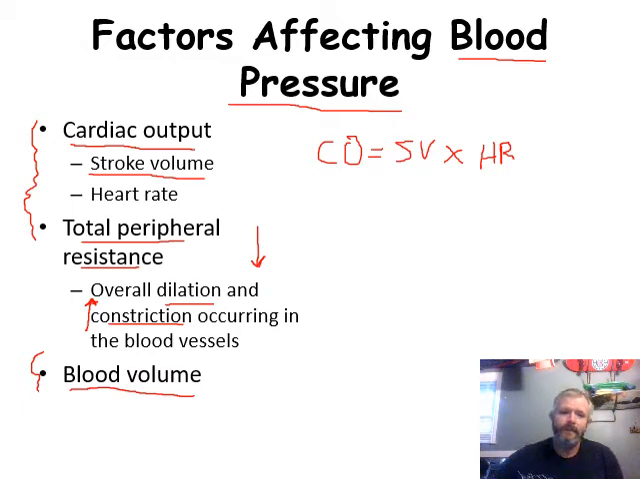Okay. Blood volume is hormonally controlled, chiefly. You can imagine that if there's more volume of blood in the system, and the amount of vessels hasn't changed, but the volume of blood has, that's going to exert more pressure on the vessels. So as blood volume goes up, so does blood pressure. Since this is hormonally controlled, for the most part, this is a slower response.